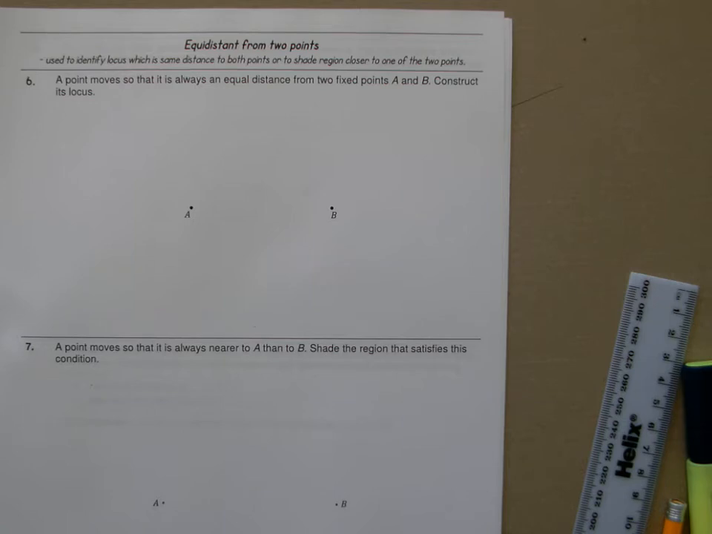So let's look at this question here now. It says a point moves that is always an equal distance from two fixed points A and B. Construct its locus. So in this case, we do need a line. And that line then, everything on that line should be the same distance to A as it is to B. In order to establish that, we do what we call the perpendicular bisector, and it's really simple to do.